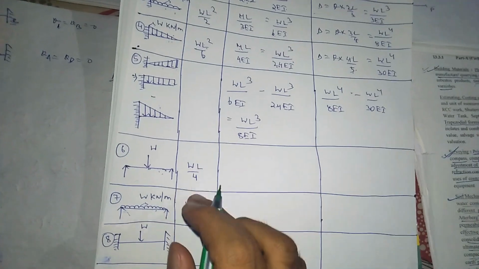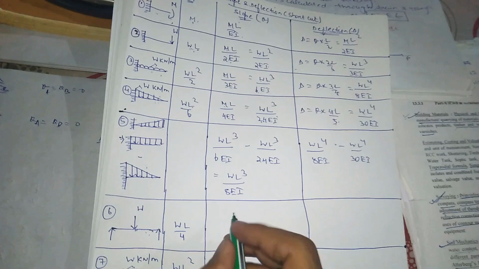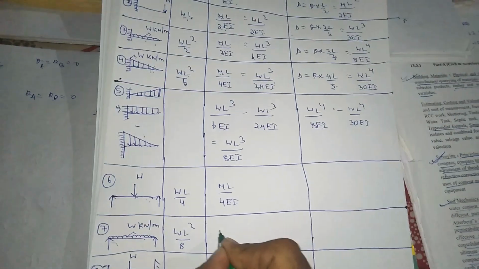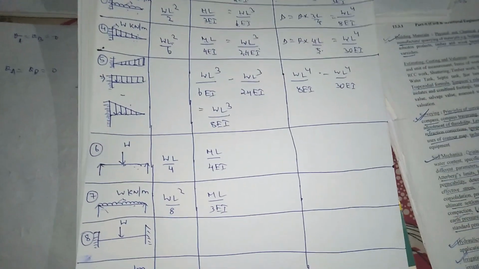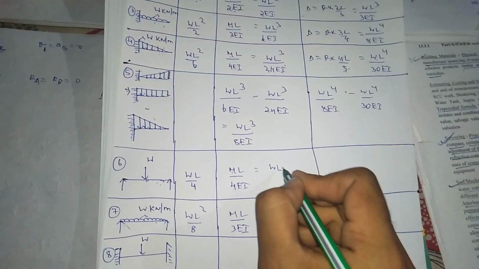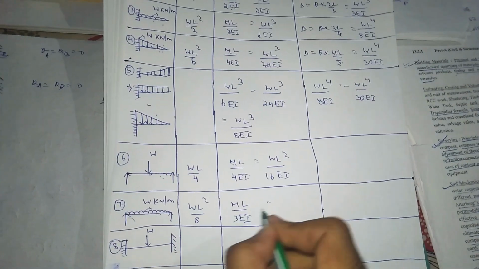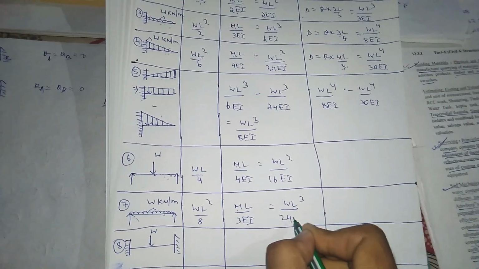Okay, for these two, remember how to find the value of slope. For this slope, just go for the fourth one. Fourth one was ML by 4 EI. So this will be again ML by 4 EI, and this value will be ML by 3 EI. Okay, just put the value of M, you will get WL square by 16 EI. Again put the value of M here, so you will get WL cube by 24 EI.